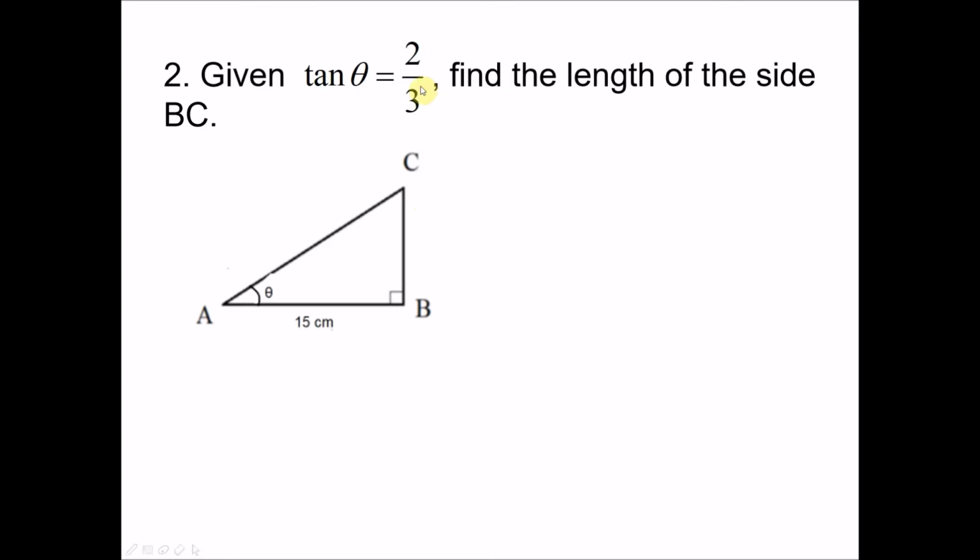Given tangent theta equals 2 over 3, find the length of the side BC. Okay, so in this right-angled triangle here, we have this side AB is 15 centimeters. We are looking for BC. So first we label all the sides. Since this is the longer side opposite to the right angle, this side is called the hypotenuse. And since this side is adjacent to the reference angle theta given here, this will be the adjacent side, and this side, which is opposite to this angle, will be the opposite side.